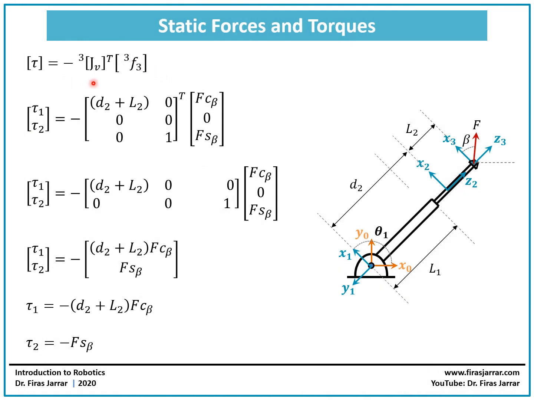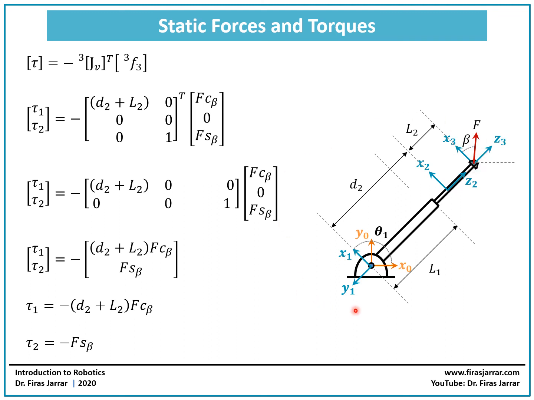So the equation that we're going to use here has minus the transpose of the Jacobian expressed in frame 3 times the external force acting at the end effector, which is frame 3. So this is the Jacobian as we found in a previous lecture, and these are the components of the force F. We can see that the external force F makes an angle of beta with the x3, and thus we'd have 2 components, one on the x and one on the z axis.